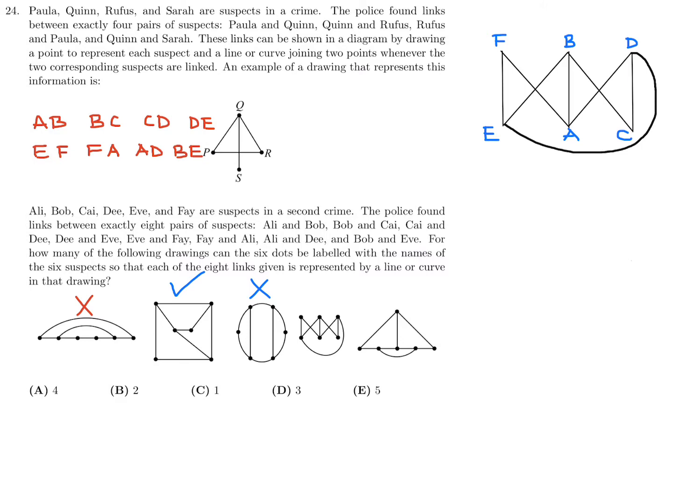Okay. Again, going back to my 8 links. A, B. A joins with B. B to C. Yep. C to D. D to E. Yes. E to F. F to A. A to D. And B to E. Yes, it all works out.